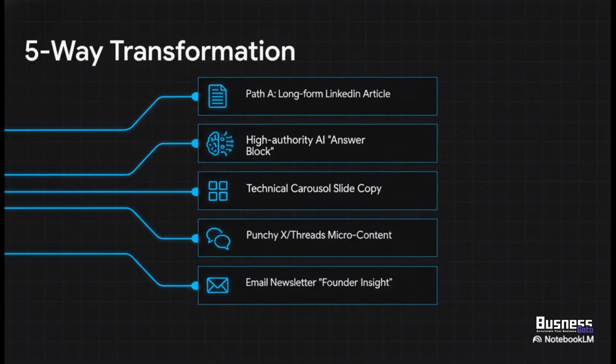Path A turns your insight into a long-form LinkedIn article. Path B creates a high-authority answer block, which is perfect for AI search. Path C generates all the copy you need for a technical carousel on social media. Path D fires off a punchy thread for X. And Path E writes a founder insight for your email newsletter. That's 5 completely different assets, all born from that one single audio recording.